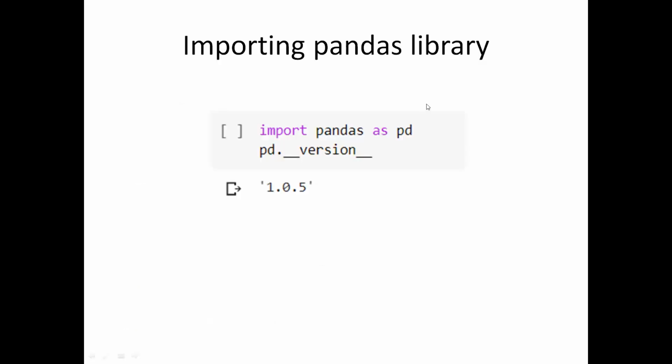If I want to include the library, we have to import pandas as pd. You can write any name here. We are just writing the alias of Pandas, which is pd here. It is also showing which version of Pandas we are using. It is version 1.0.5 currently.